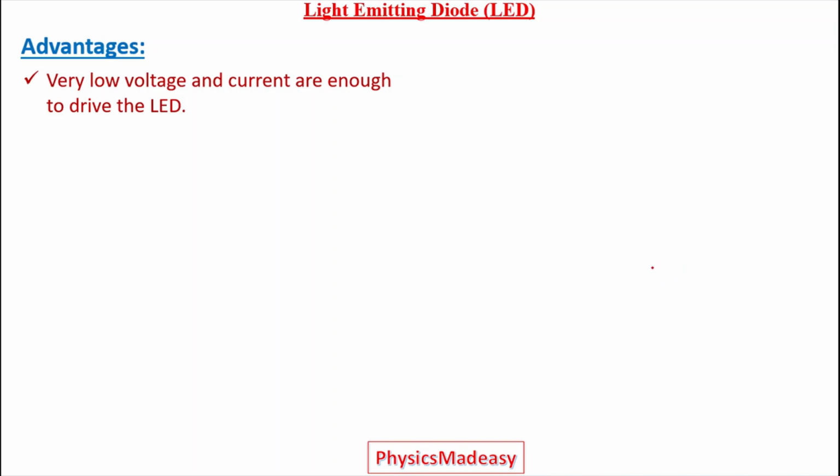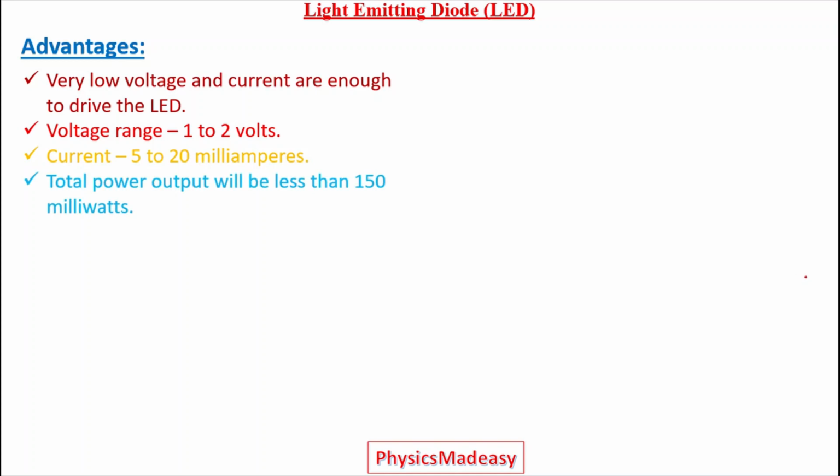Now the advantages of LEDs. Very low voltage and current are enough to drive an LED. Because of this advantage, people are replacing their conventional light sources with LEDs. The voltage range is also 1 to 2 volts, which is small, and the current required is just 5 to 20 milliamps. The total power output will be less than 150 milliwatts.